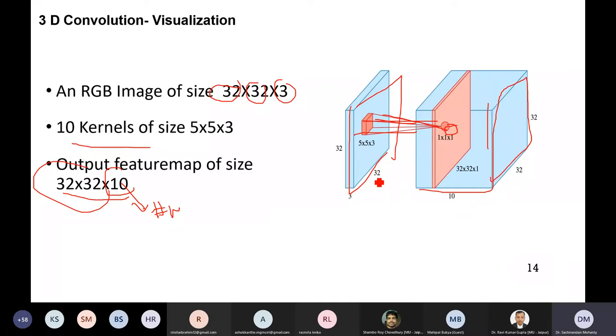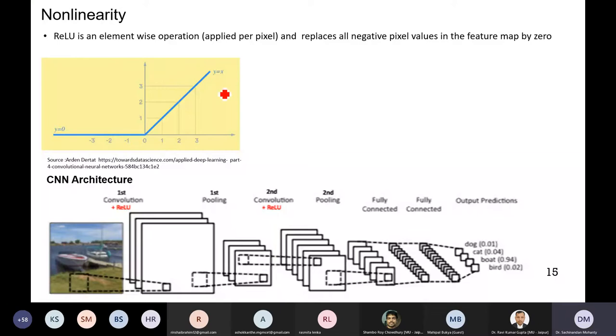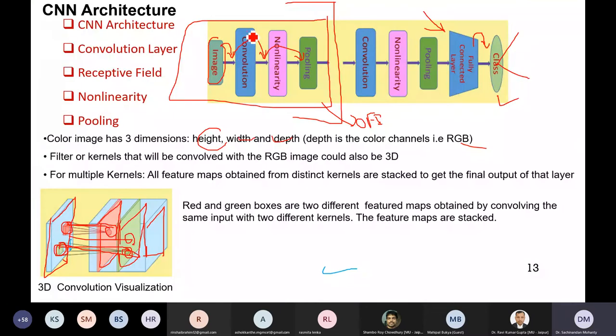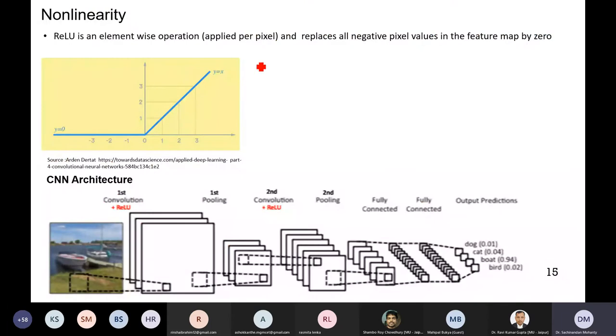Now, by using convolution, we come to nonlinearity. In this nonlinearity, what will we do? You have to identify whether the given value is greater than 1 or less than 1. If it is greater than 1, then it comes to the next layer. If not greater than 1, you discard it, you do not consider it. So it is in linear form. I will explain how it works.